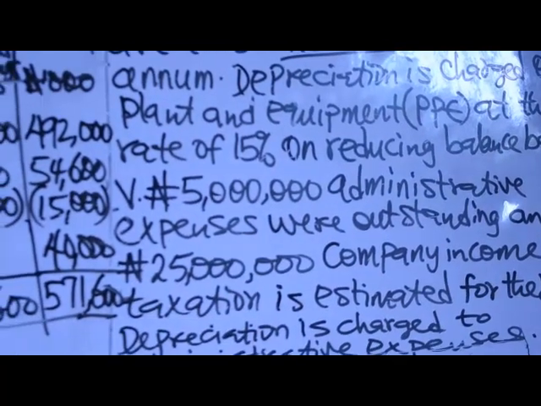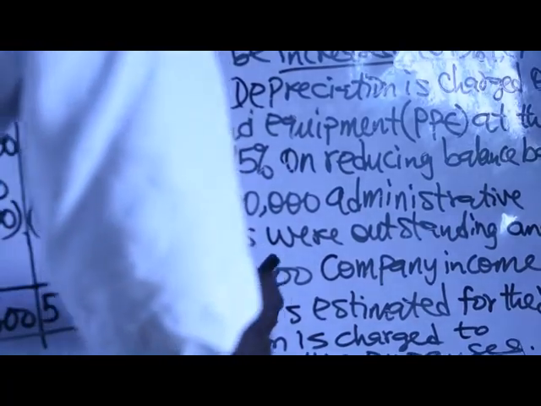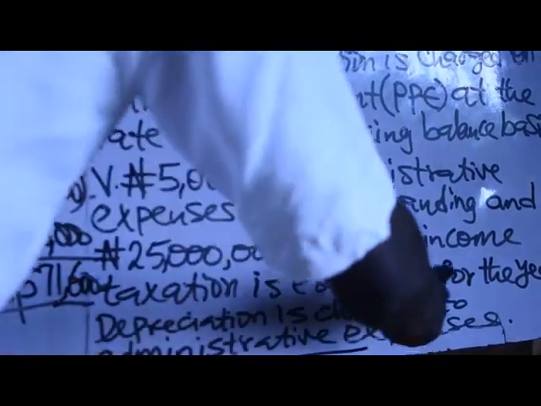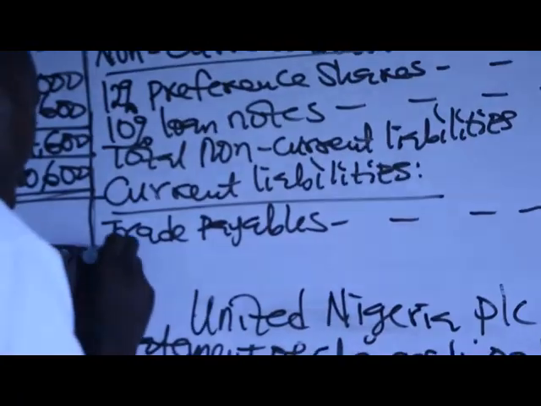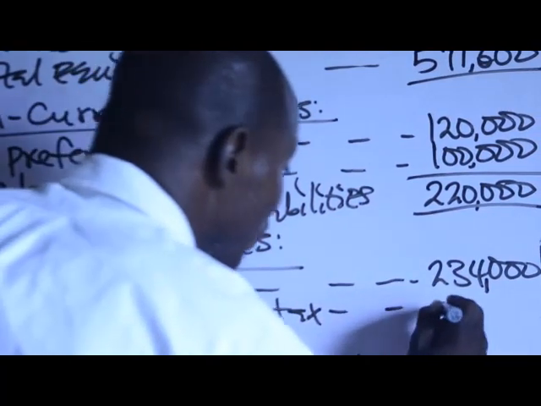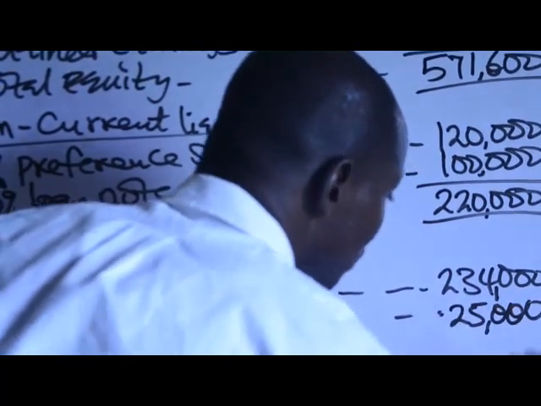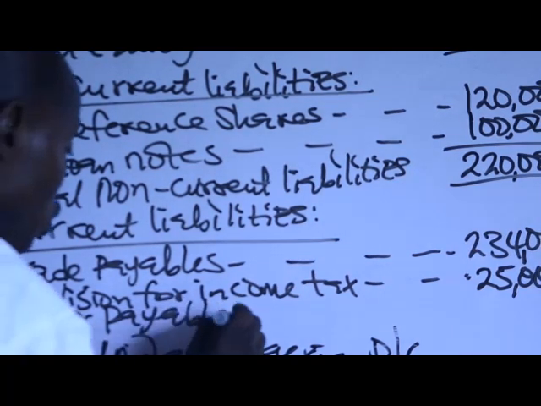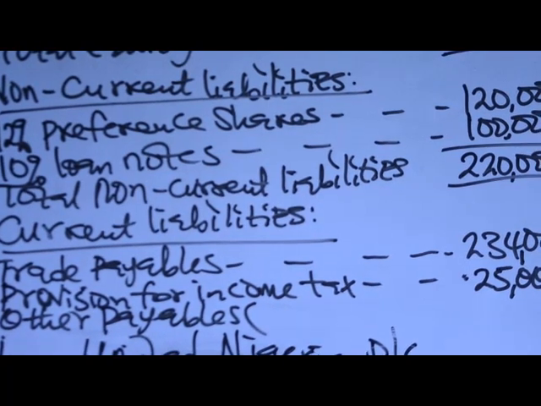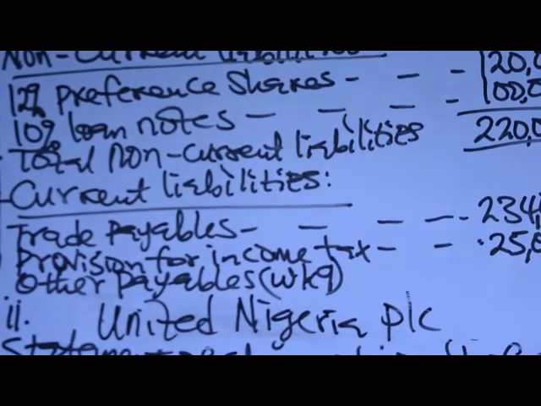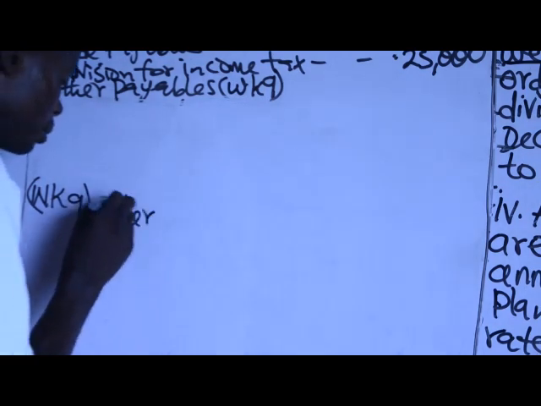The note. You were told that 5 million administrative expenses were outstanding and 25 million company income taxation is estimated for the year. So we have provision for income tax, that is 25 million. Then we also have other payables. Let's have that as working 9.